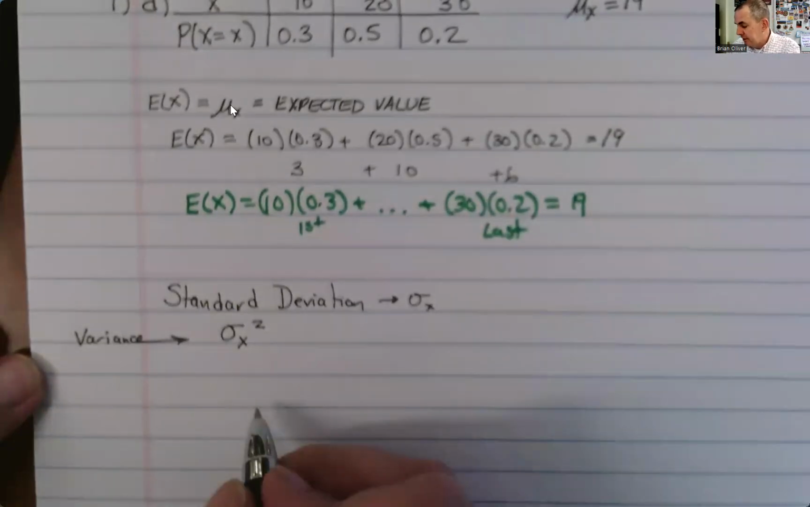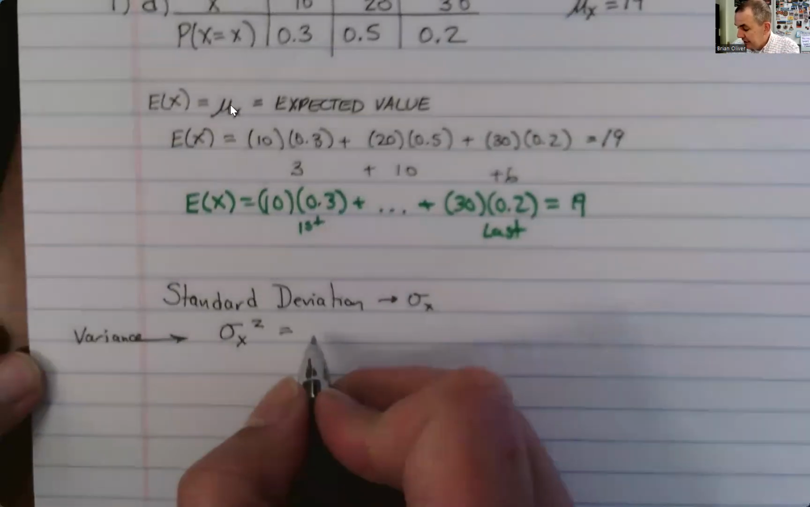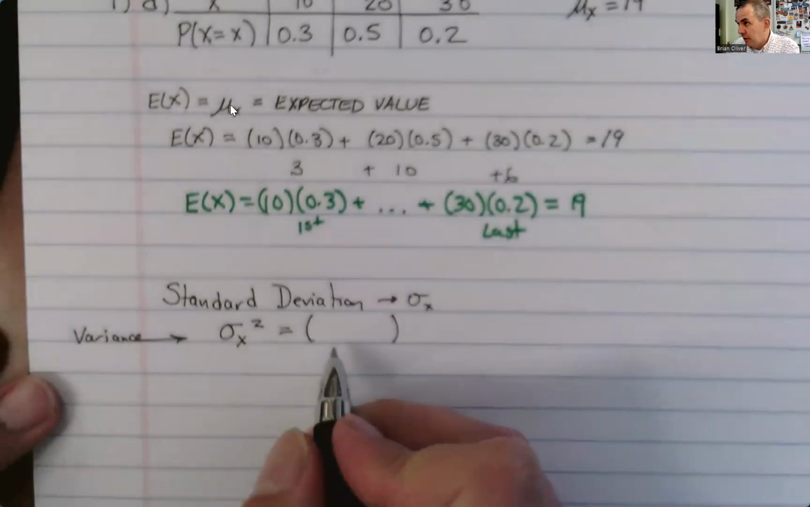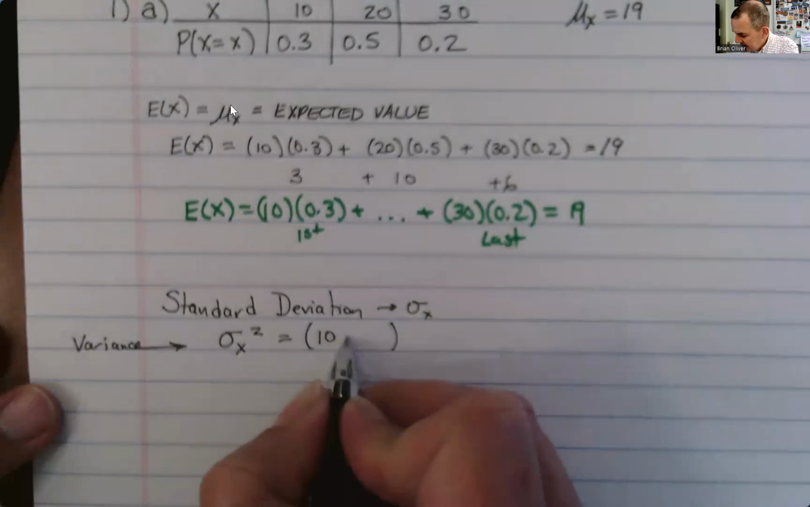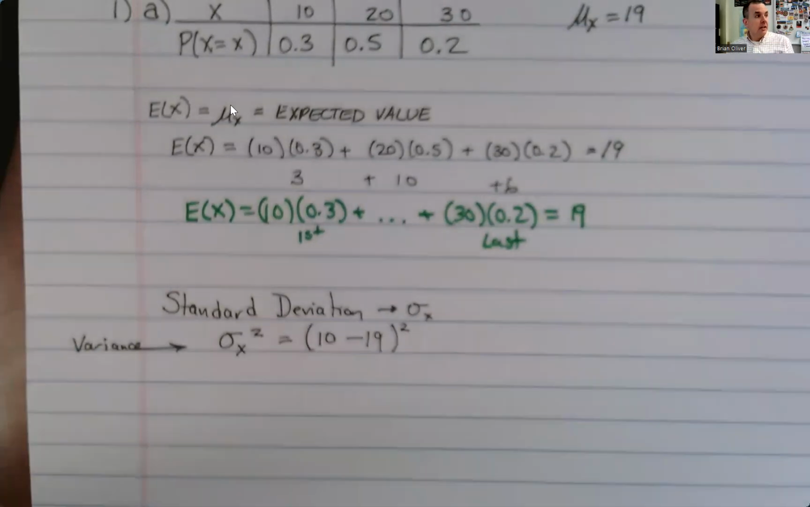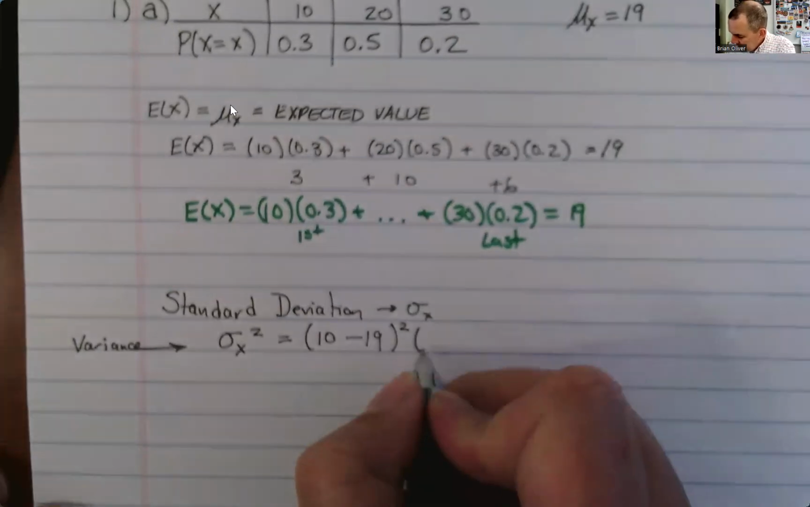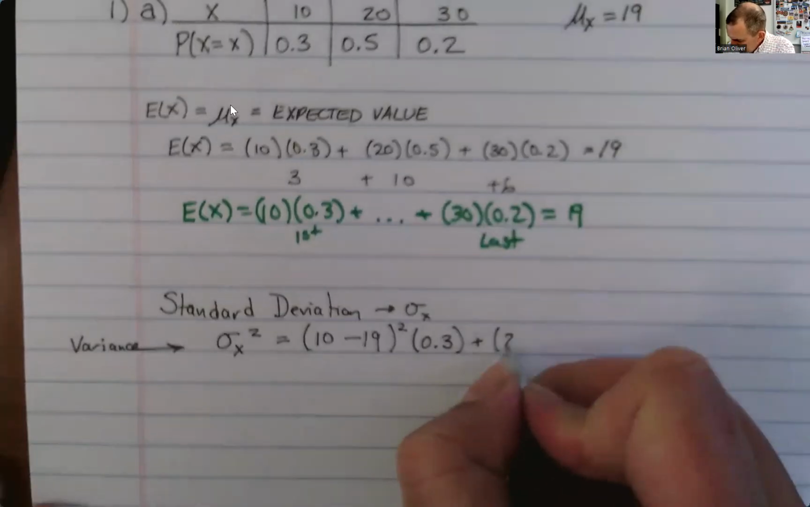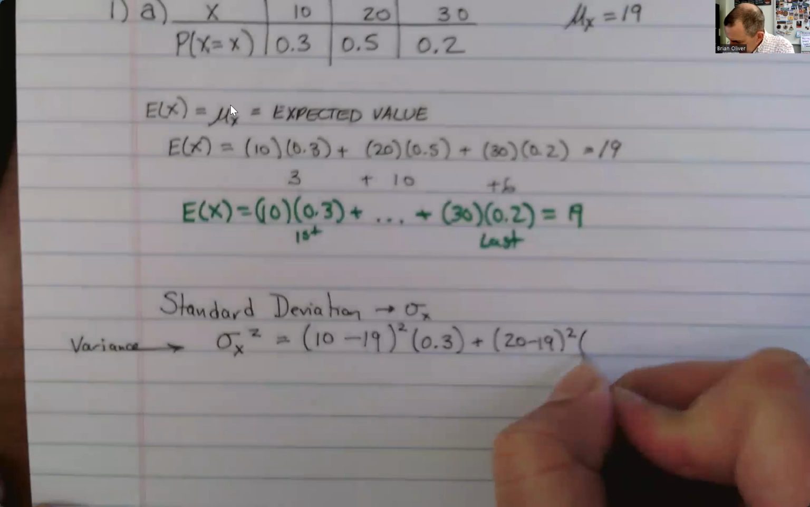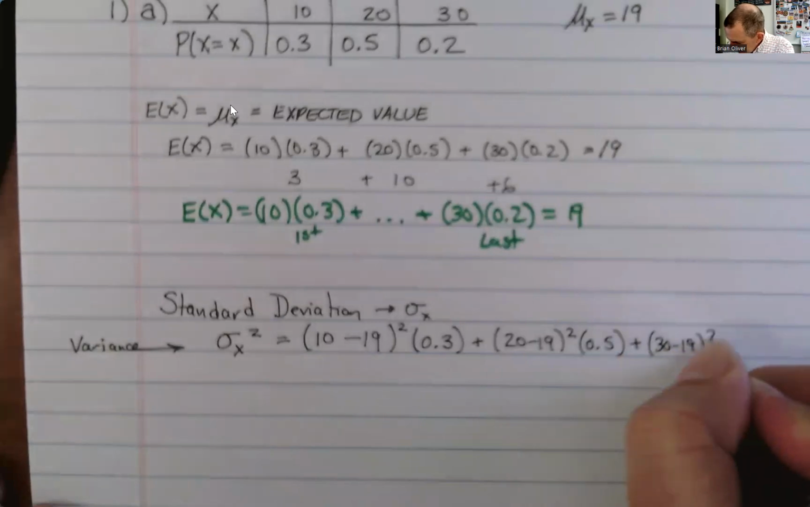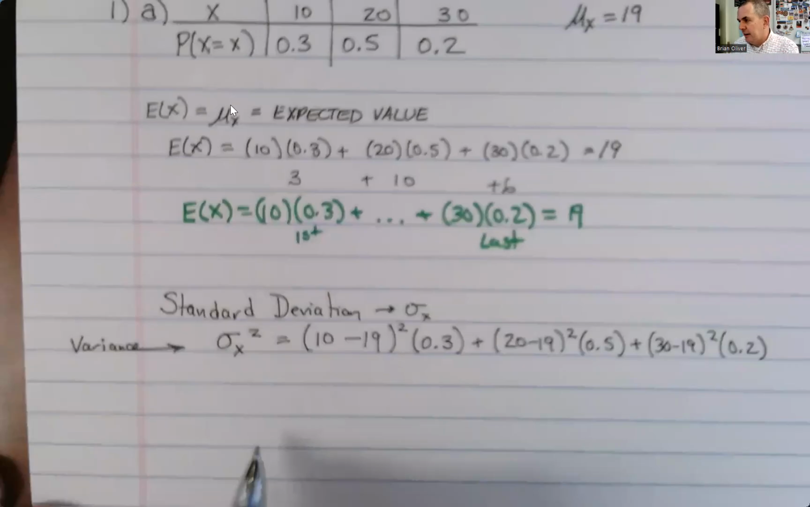So what I'm going to do is figure out the variance first. And here's the formula for variance. It is the sum of the difference between each one of our outcomes, so in this case, our first outcome is 10 and the mean is 19. So the difference there squared. We make it squared because we want to make it positive so that when we sum everything up, we don't offset negatives and positives. We multiply that by its probability of 30%, plus 20 minus 19 squared times 0.5, plus 30 minus 19 squared times 0.2. That's going to give us our variance.